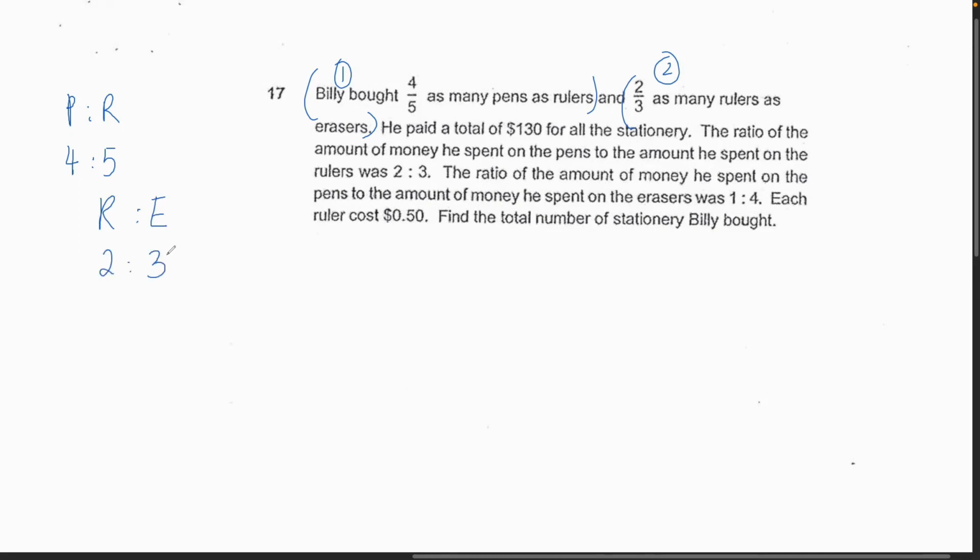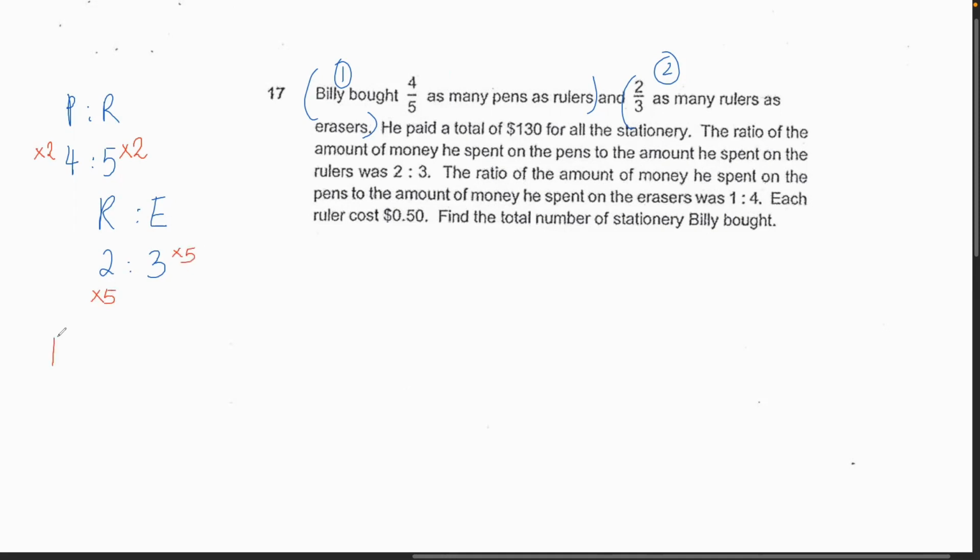So the question is telling us that this man actually bought 4 units worth of pens, 5 units worth of rulers, then again 2 units worth of rulers, 3 units worth of erasers. Make it the same. Doesn't make sense at all, right? So what we want to do is make the rulers the same, right now. All right, so we are going to times 2 over here, and times 2 over here, and times 5 over here, and times 5 over here.